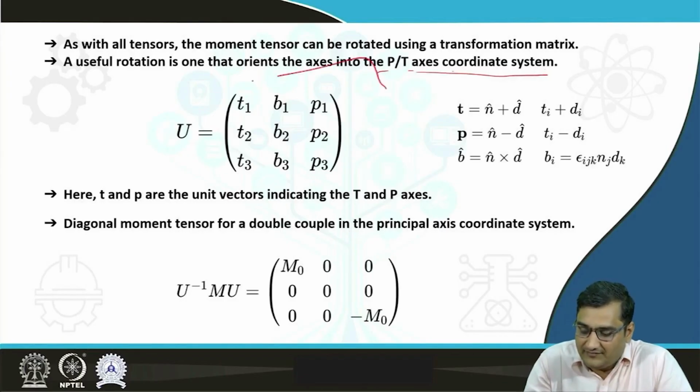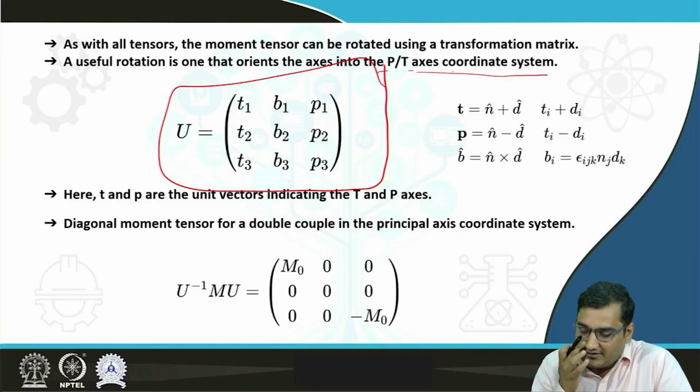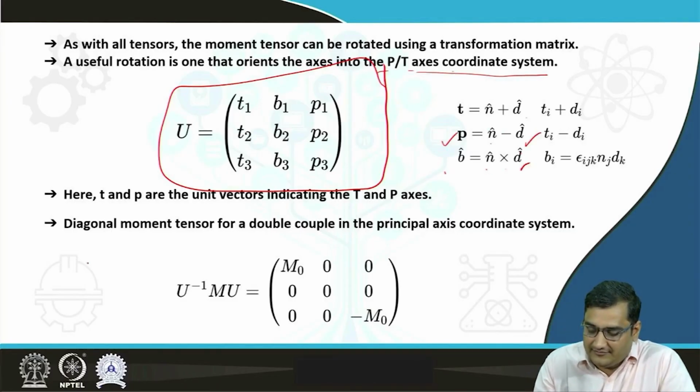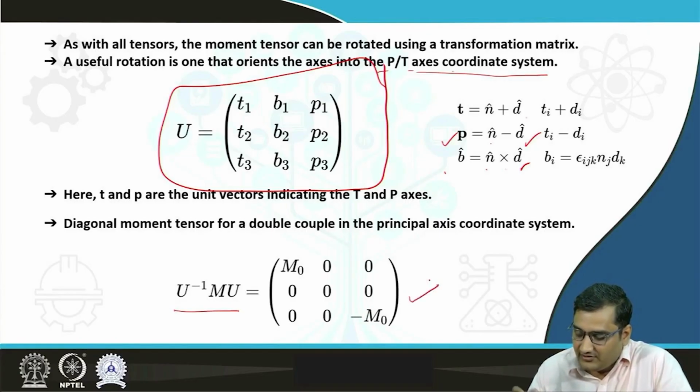Let's suppose you have this particular moment tensor and you want to rotate it into its principal coordinate system, the PT axes. In that case you can have the t as n cap plus d cap, small p as n cap minus d cap, and b cap is n cap cross d cap. And when we are transforming it into the principal axis coordinate system, you can do the operations something like this. Then you will get your moment tensor rotated into its principal axis coordinate system.